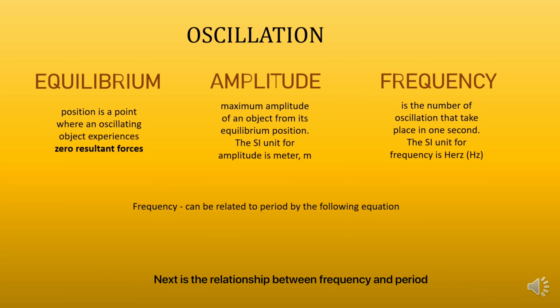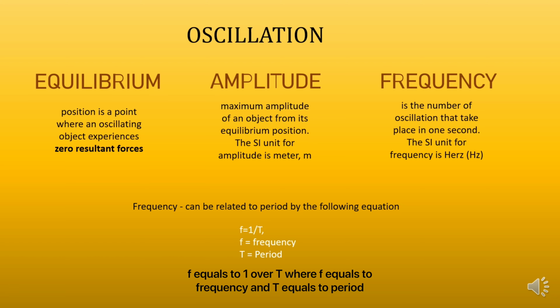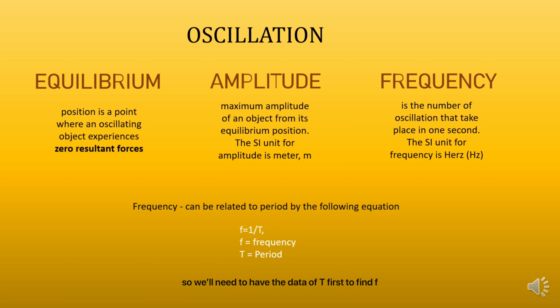So next is the relationship between frequency and period. So what I'll be showing you guys is the equation used in this condition. f equals 1 over T, where f equals frequency and T equals period. So basically, we'll need to have the data of T first to find f.